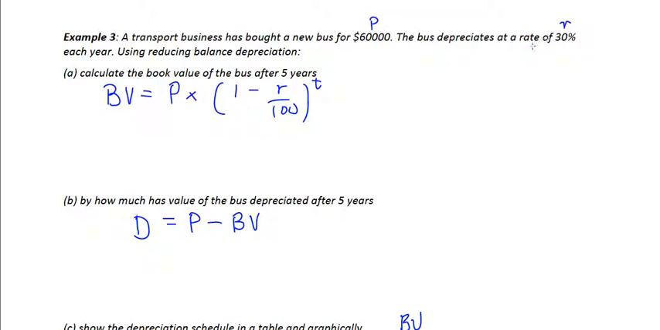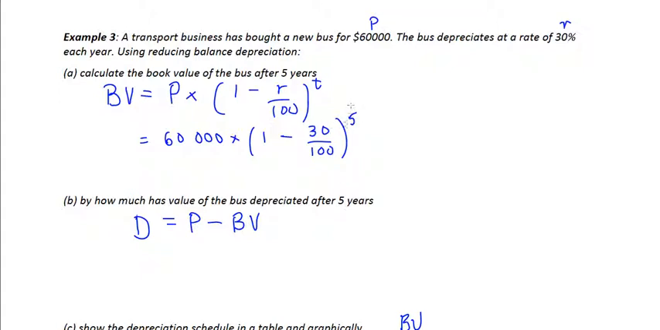If it said it's depreciating a rate of 30% of its cost price or 30% of its purchase price, that would be flat rate. So you are looking for those keywords. This one's saying it's losing 30% each year. So let's find out the book value after 5 years. Substitute these into the formula.